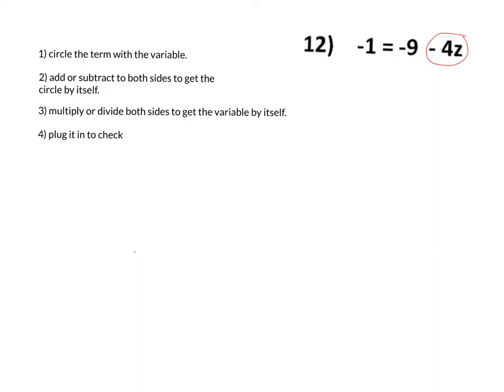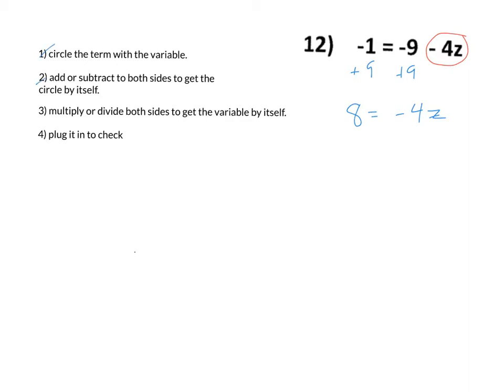Then I'm going to get rid of this negative 9 by doing the inverse. The inverse of minus 9 is plus 9. I'm going to do that to both sides. I get 8 equals negative 4z. So I'm done with the first one, the second one.